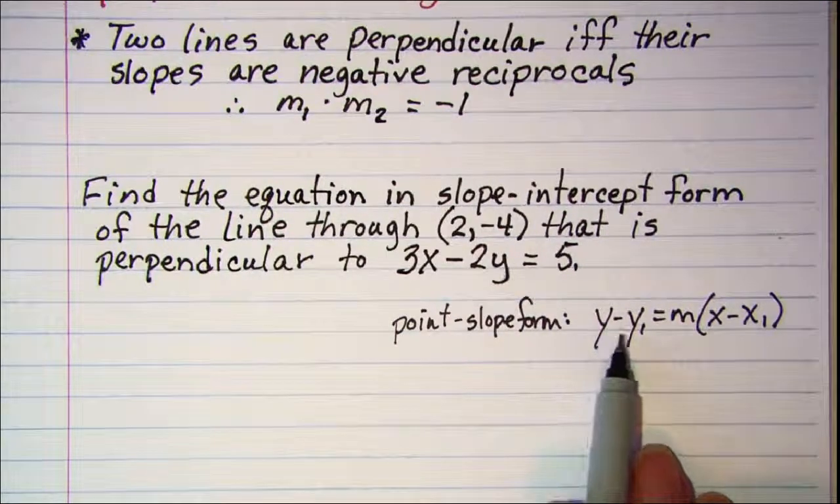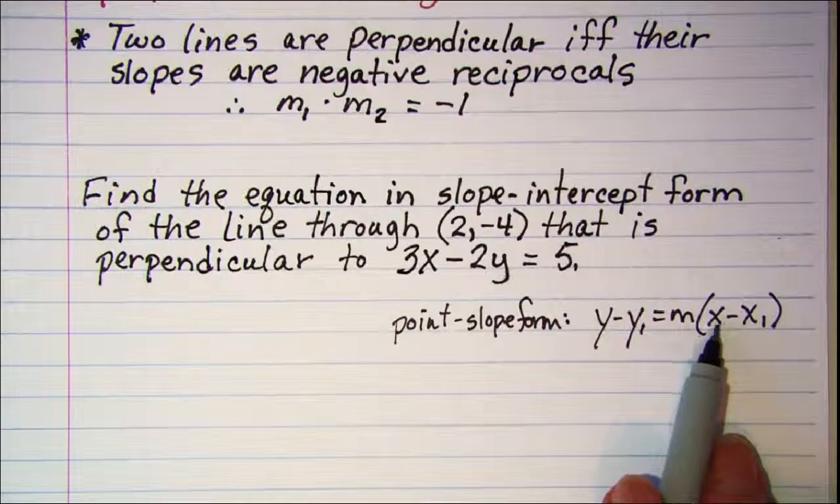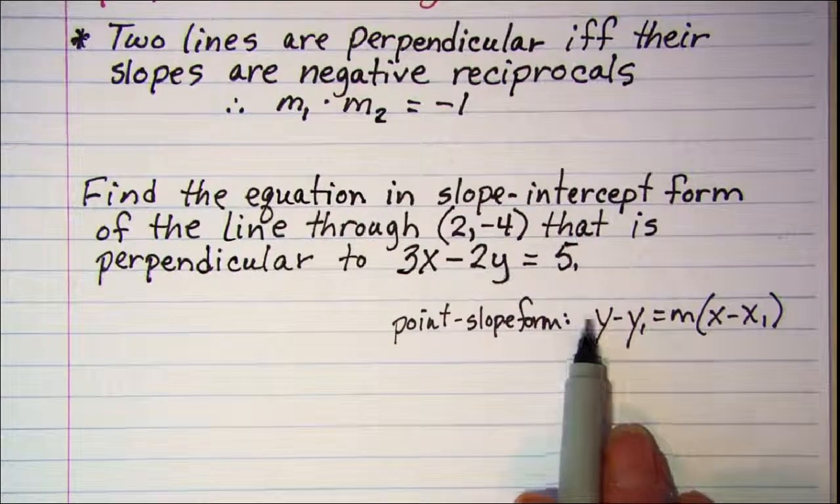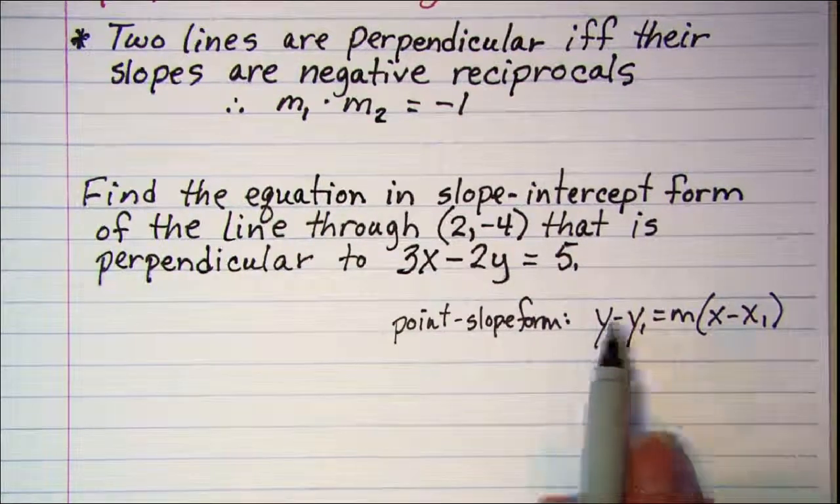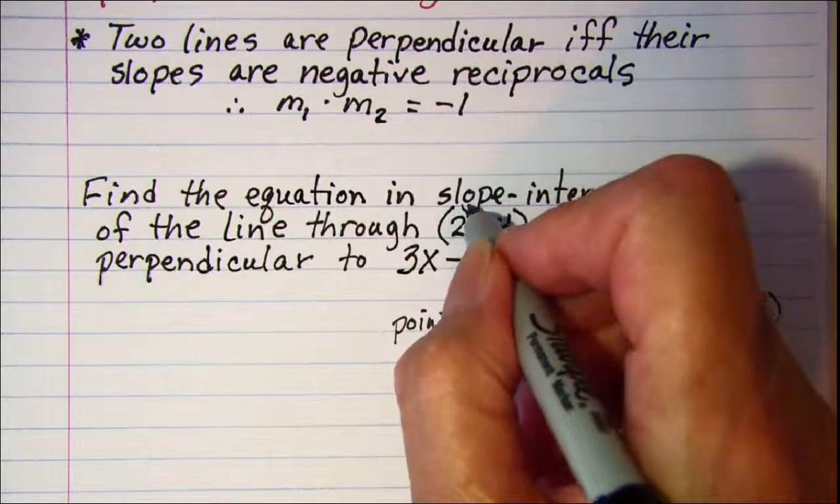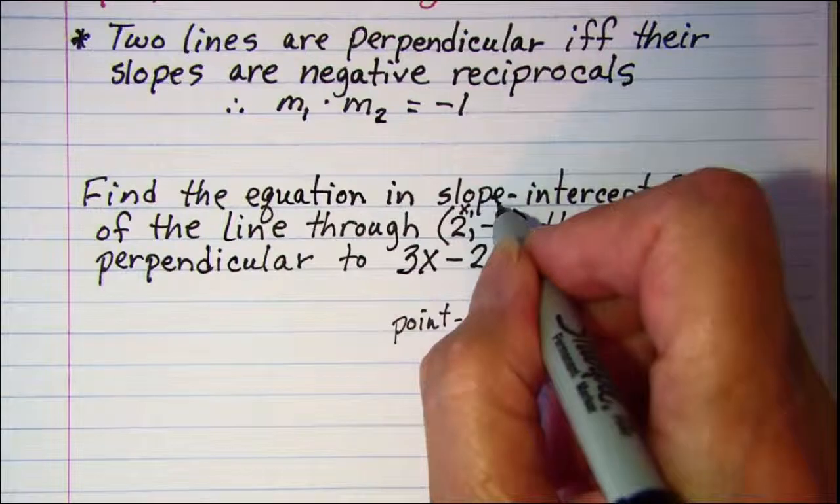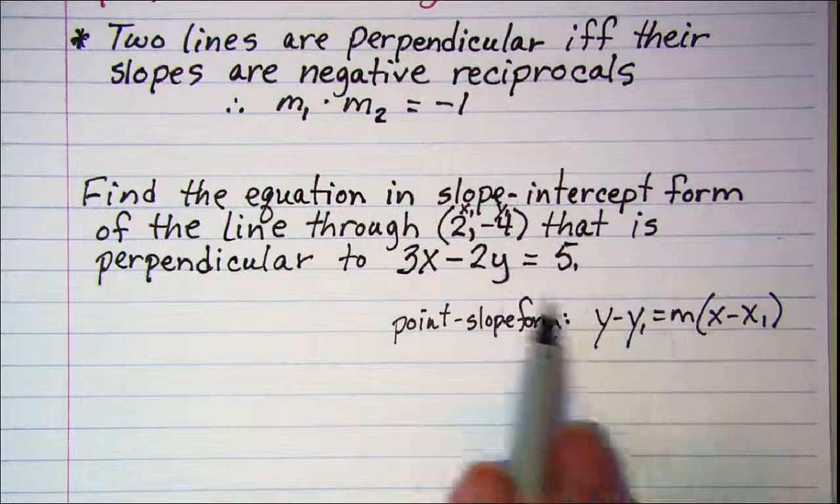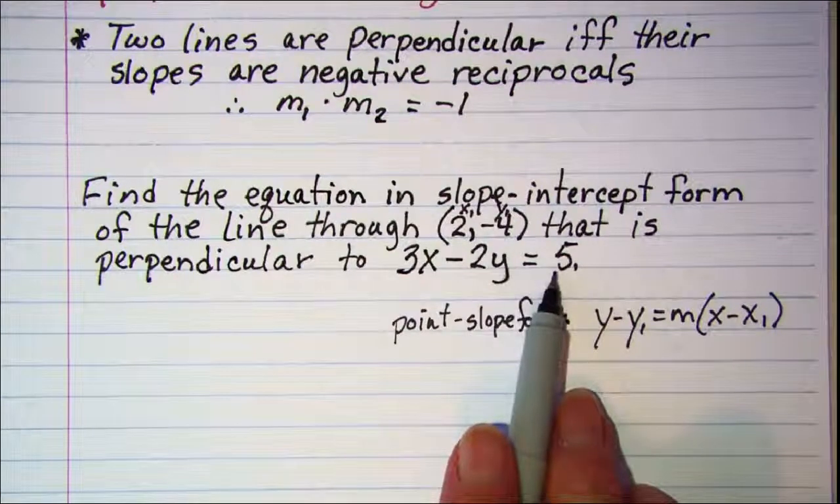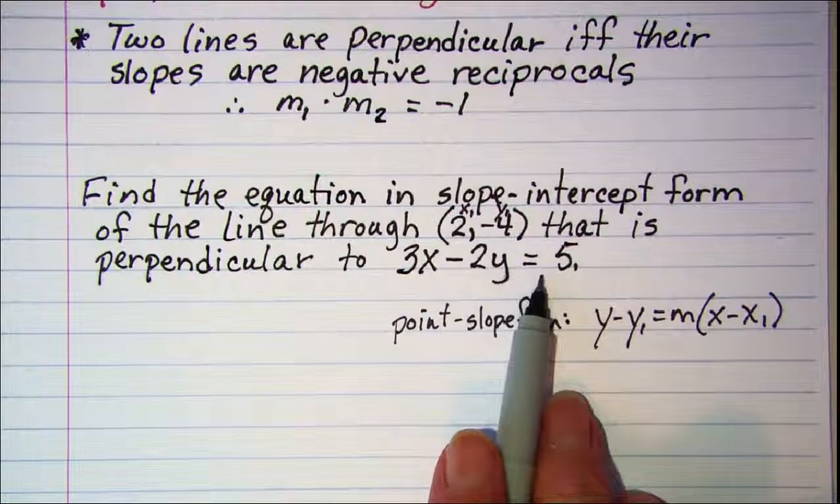In the point-slope form, the x and the y, these plain variables here, those are the variables of the equation. The x1 and the y1 is the point, so let me label this. This is x1 and this is y1. And the m is the slope, which I'll find from this equation right here. This is my given line.